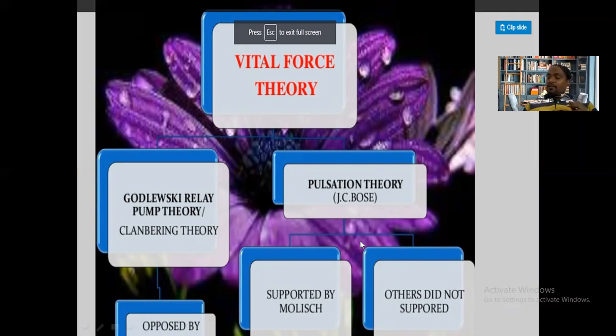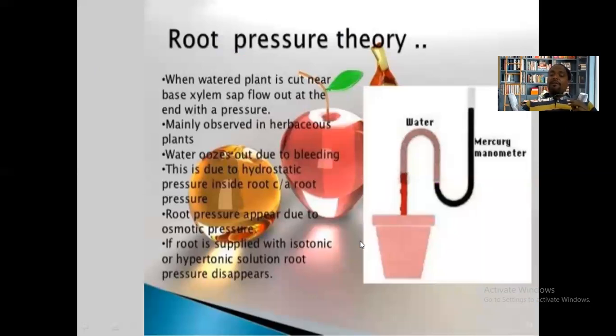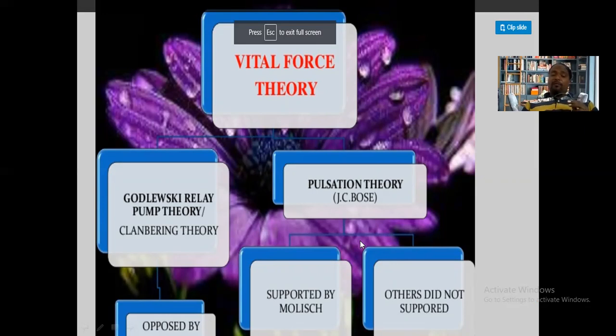And this relay pump theory was proposed in the year 1884, and this theory states that the upward movement of the water in the xylem is due to the pumping of the xylem parenchyma, isn't it? That upward movement of the water in the xylem vessel takes place due to the pumping of the xylem vessel. Okay, no, sorry, the xylem parenchyma, isn't it? The pumping activity of the xylem parenchyma is important for the transport of the water through the xylem here.